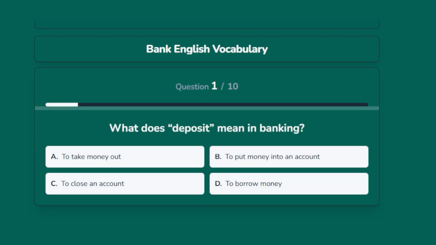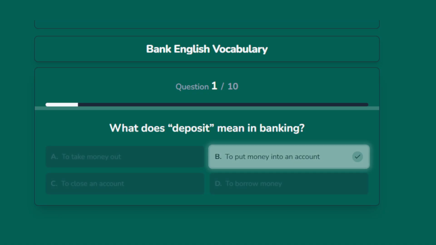What does deposit mean in banking? Options are A. To take money out, B. To put money into an account, C. To close an account, D. To borrow money. The correct answer is to put money into an account.